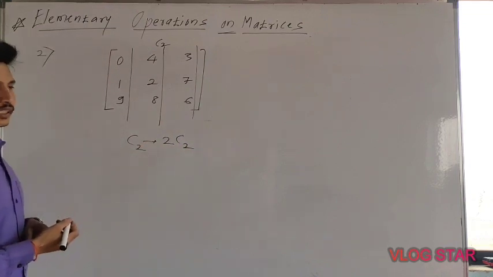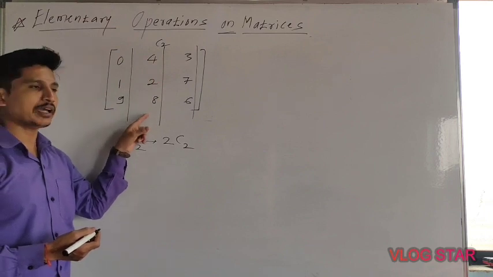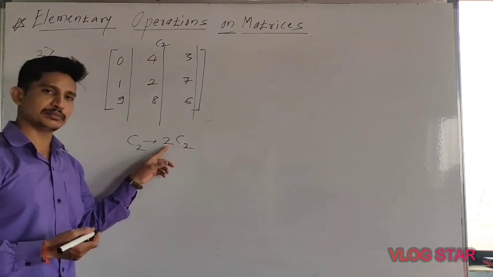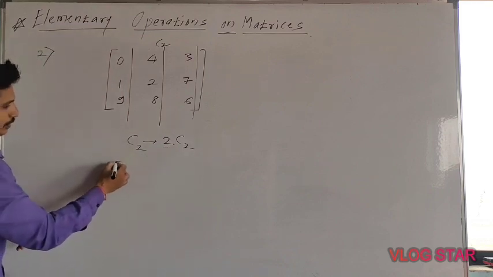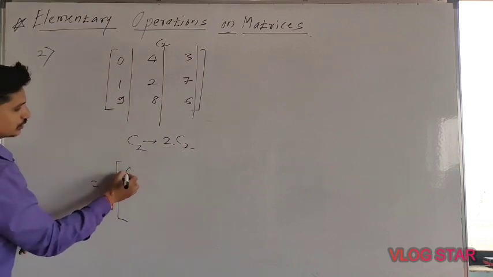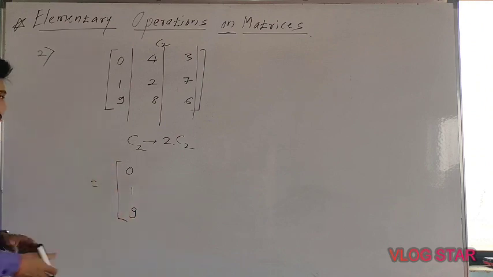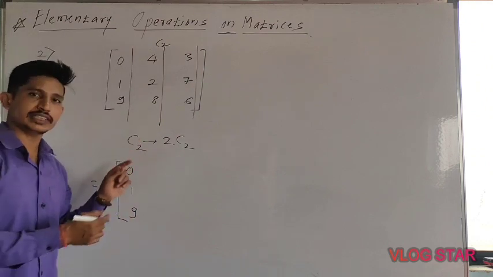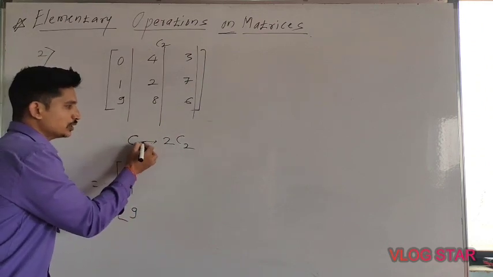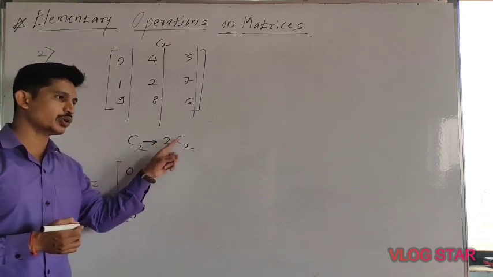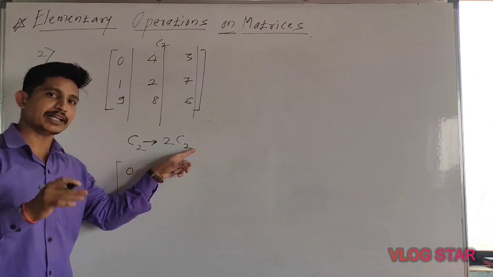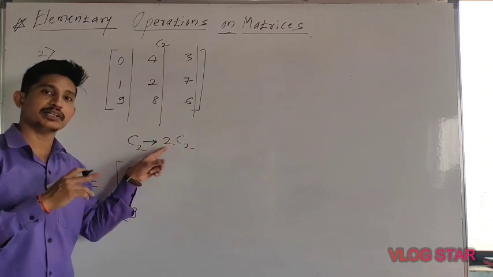C2 means column 2, I am changing it by multiplying column 2 by the number 2. Just see how I will do that. The matrix is: 0, 1, 9 as it is. Column 2 I am changing, it is 2 into column number 2, which means I am multiplying column 2 by the number 2.